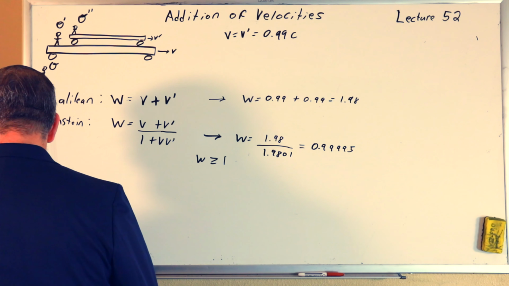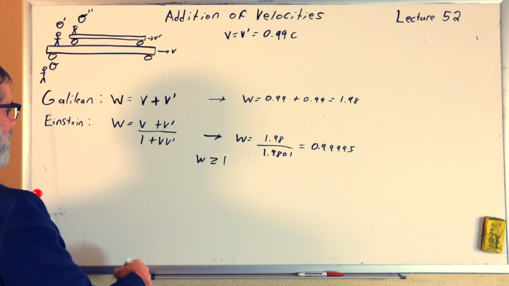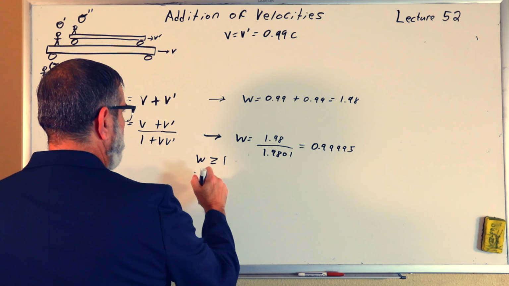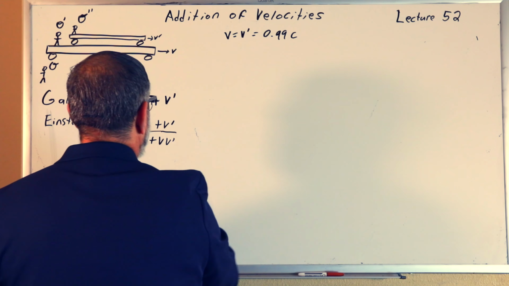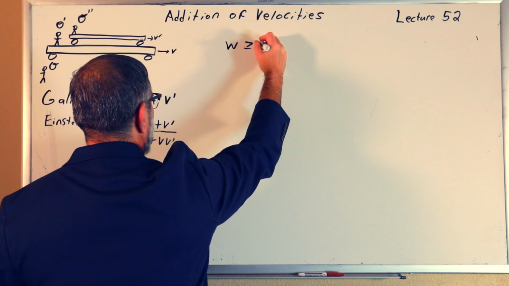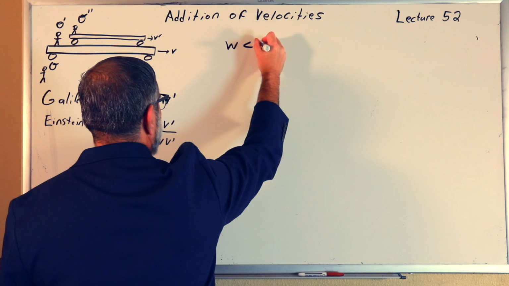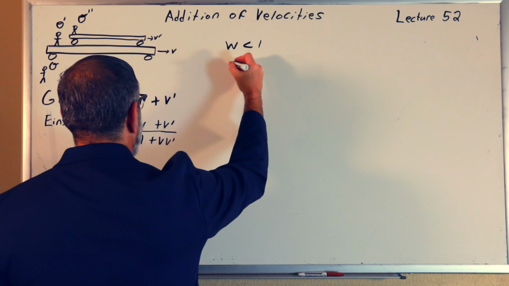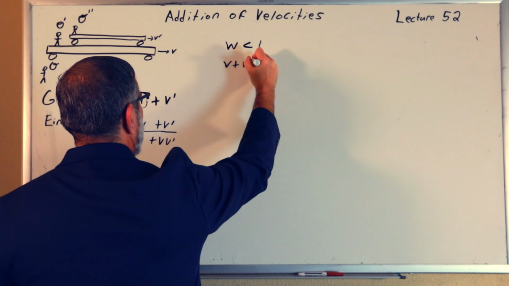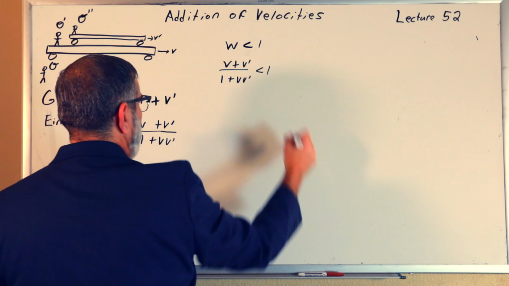So how would we prove that? Well, remember what our formula says. If W is greater than or equal to 1, what does that mean? Let me write it. I need a little more room, so I'm going to write it right over here. Really, I want to prove that W is less than 1. So if W is less than 1, that means that V plus V prime divided by 1 plus V V prime is less than 1.